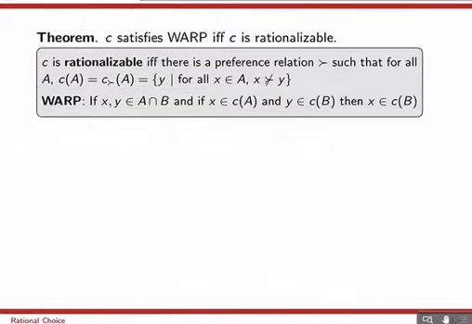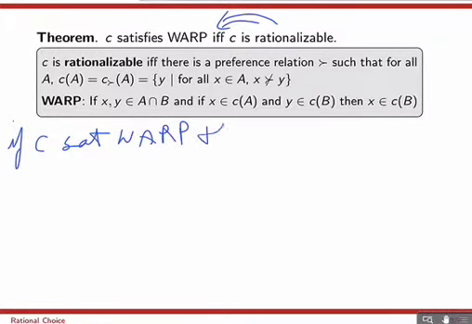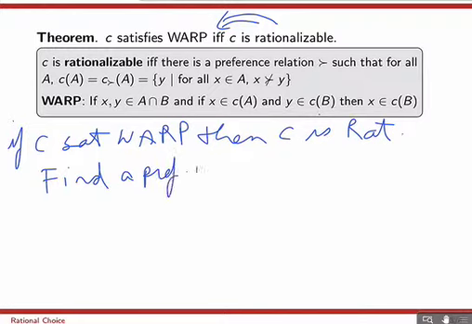All right, now we need to show the other direction. So we showed that if C is rationalizable, then it satisfies the weak axiom of revealed preference. Now we want to show that if C satisfies the weak axiom of revealed preference, then C is rationalizable. So how do you prove that a choice function is rationalizable? Well, you need to find a preference relation, a strict preference relation such that the choices you observe are actually equal to the derived choice function of that preference relation.